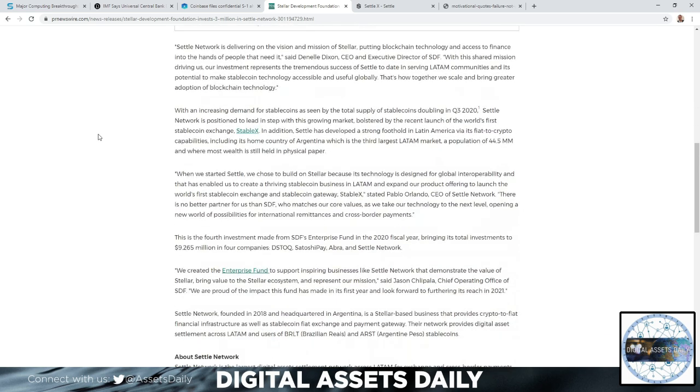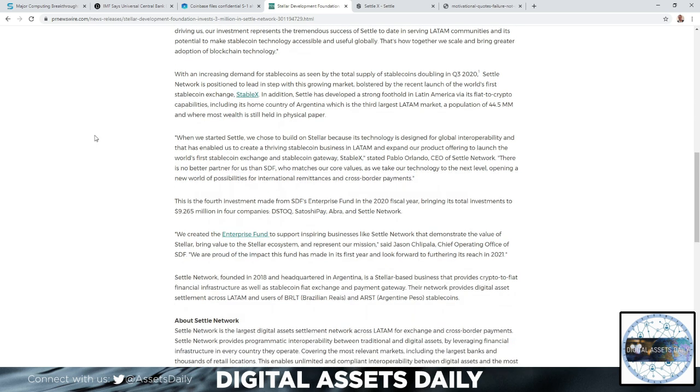Settle Network is delivering on the vision and mission of Stellar and putting blockchain tech and access to finance in the hands of people that need it, said Denelle Dixon, the CEO and executive director of SDF. With the shared mission driving us, our investment represents the tremendous success of Settle to date in serving LATAM communities, and its potential to make stablecoin technology accessible and useful globally. That's how together we scale and bring greater adoption of blockchain technology.